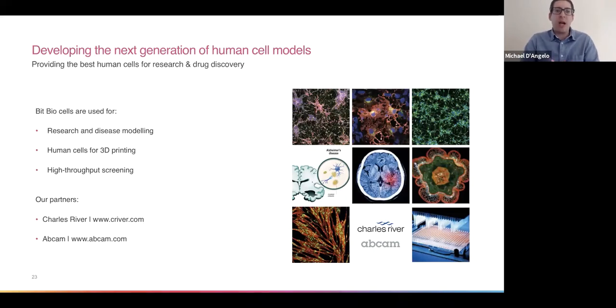So at bit.bio, we're developing the next generation of human cell models and providing the best cells for research and drug discovery. And our cells are used in research and disease modeling. They've also seen applications in 3D printing into 3D scaffolds. And so there was a recent paper out of Oxford University using our neuron cells in 3D printed cell scaffolds, and also in high throughput screening.